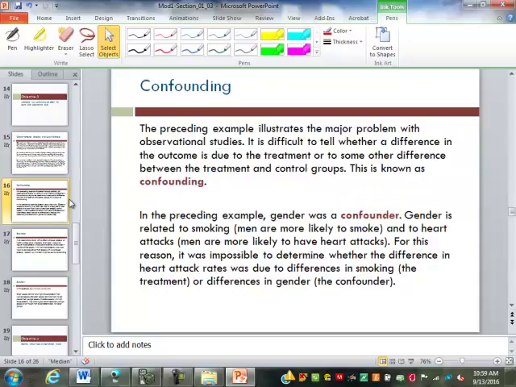So let's talk about confounding. In the preceding example, a major problem with observational studies is that it's difficult to tell what difference in outcomes is due to the treatment and what is due to differences between the control groups. This is known as confounding.